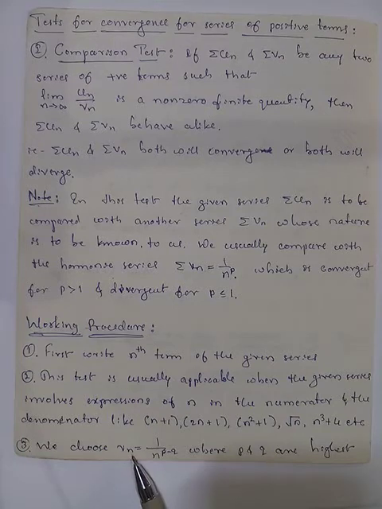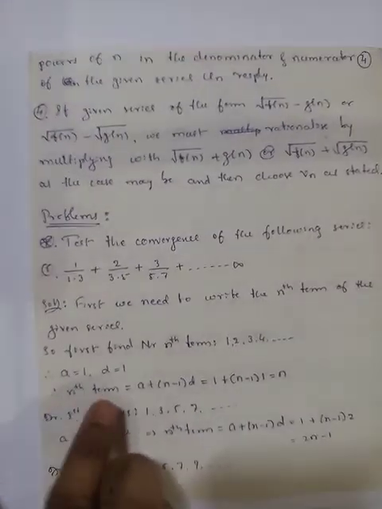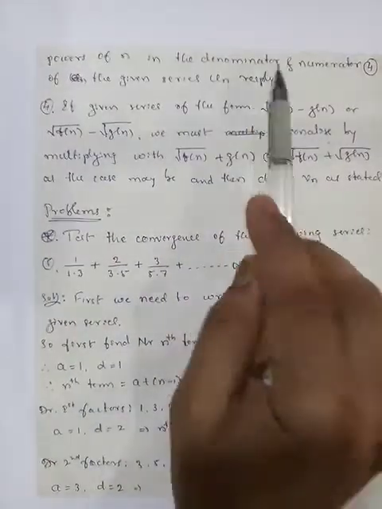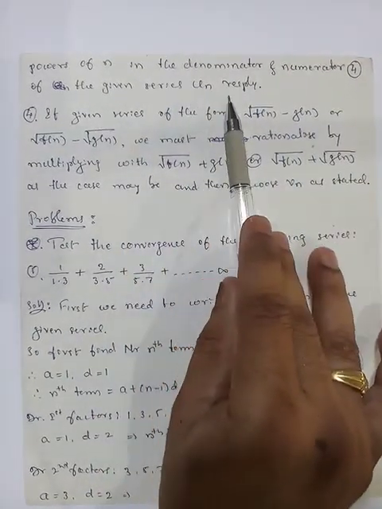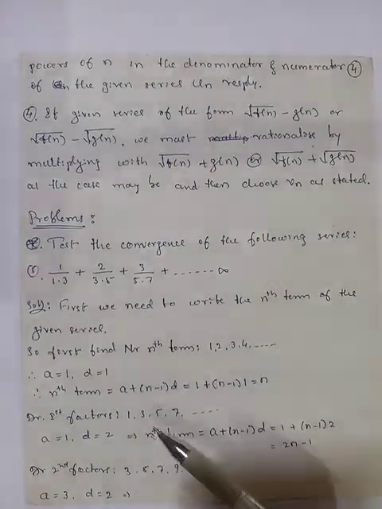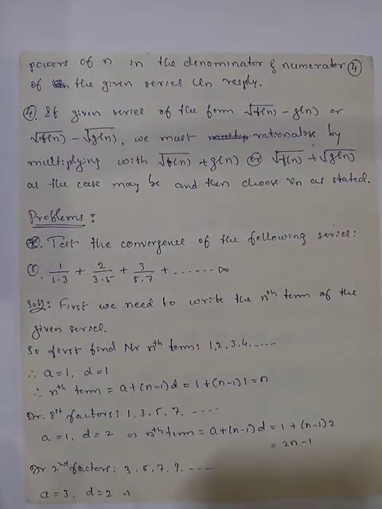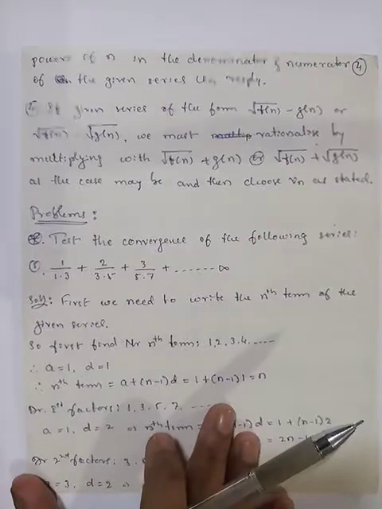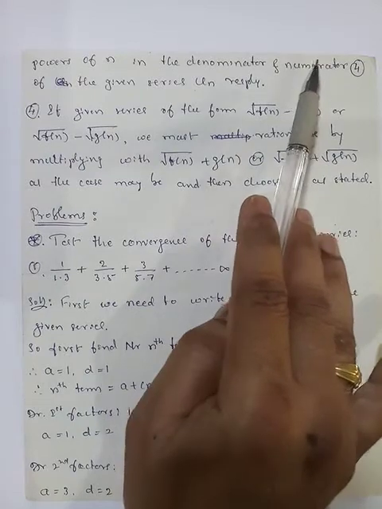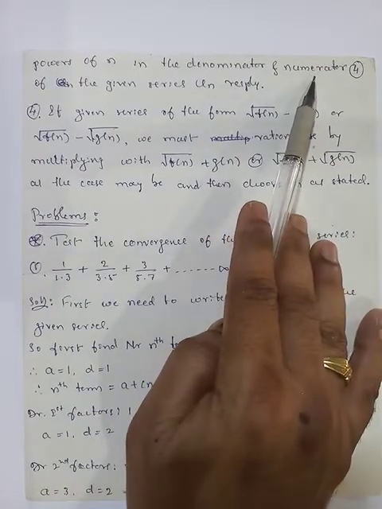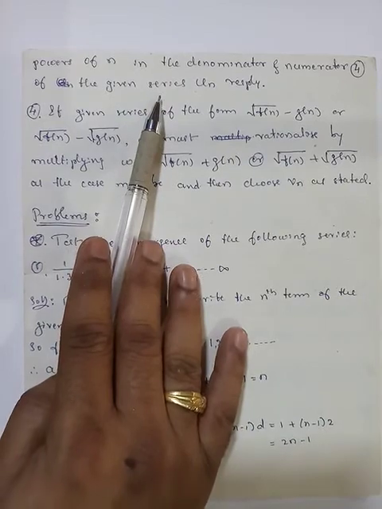Now here is the point: how to choose the vn. The vn formula is given by 1 divided by n raised to p minus q, where p and q are the highest powers of n in the denominator and numerator of the given series un. Okay, in the example I will tell you what that p and that q are. So p is what? It is the highest power of n in the denominator. q is the highest power of n in the numerator. From that we choose a vn.